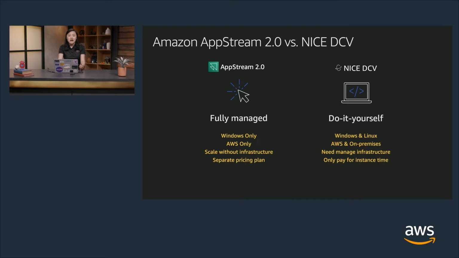First, AppStream is a fully managed service, meaning that you don't have to manage the servers. AppStream will do it for you, which makes it very easy for you to scale globally. DCV is a do-it-yourself technology. You have to manage the infrastructure yourself, which gives you more power and flexibility, but it might not be what you are looking for if you prefer a fully managed experience.